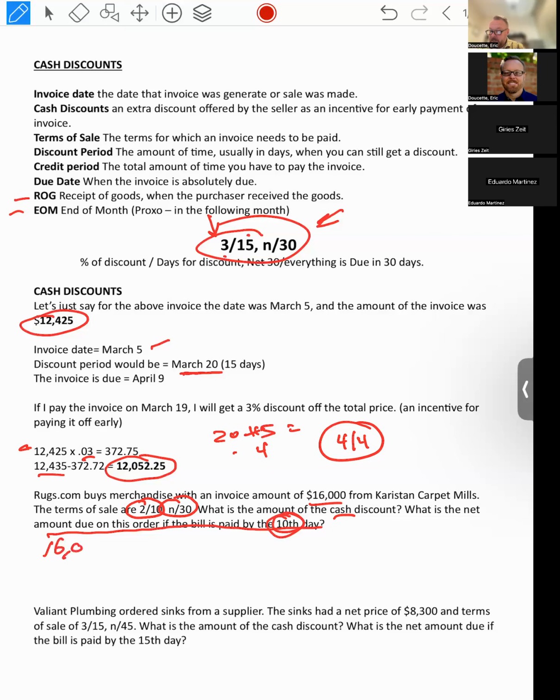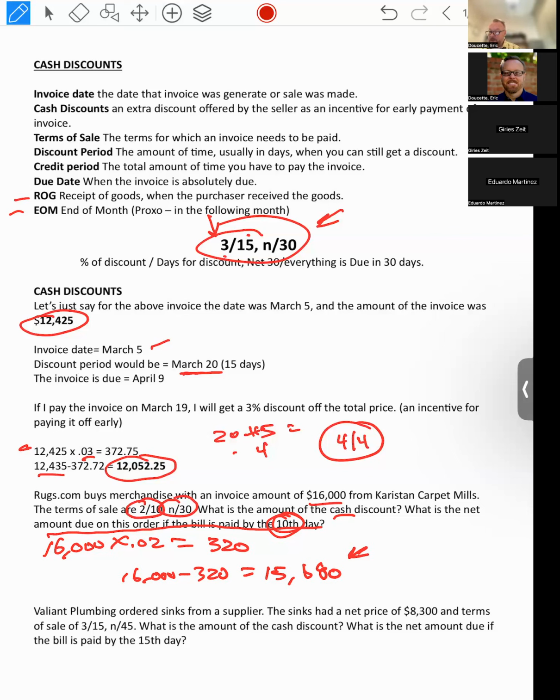So if I take 16,000 and I times it by 2%, that's going to give me my discount amount. So that comes out to $320. So $320 is what I'm going to be discounted. So 16,000 minus 320 equals $15,680. So that is my invoice amount due. So that's one way to do it.